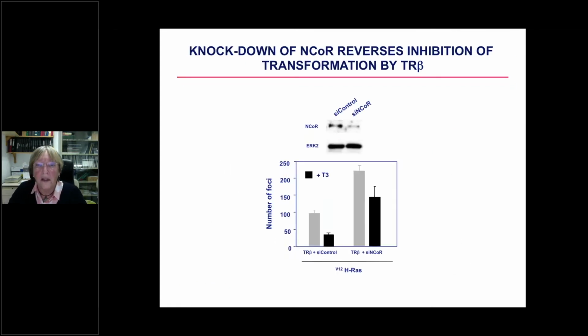And when we knock down NCOR in the cells, the co-repressor NCOR, we could observe that depletion of NCOR strongly increases the number of transformation foci, indicating that this co-repressor represses transformation by the RAS oncogene. And also, very interestingly, this strong reduction by T3 was almost totally reversed in the absence of NCOR.